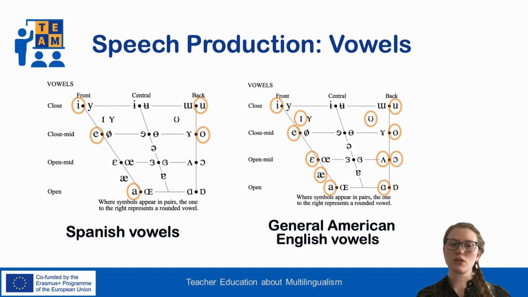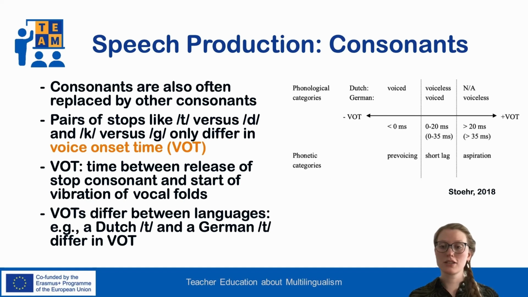So when someone who has Spanish as their first language and English as their second language starts speaking English, they will usually choose the nearest vowel that they have in Spanish to replace the English vowel. So then also, contrastive sounds in English may be produced with the same vowel in Spanish. For consonants, we can observe similar patterns. So also there, it is common that consonants are replaced by other consonants.